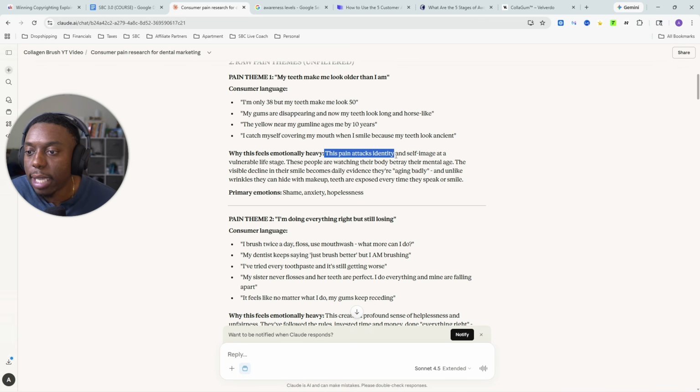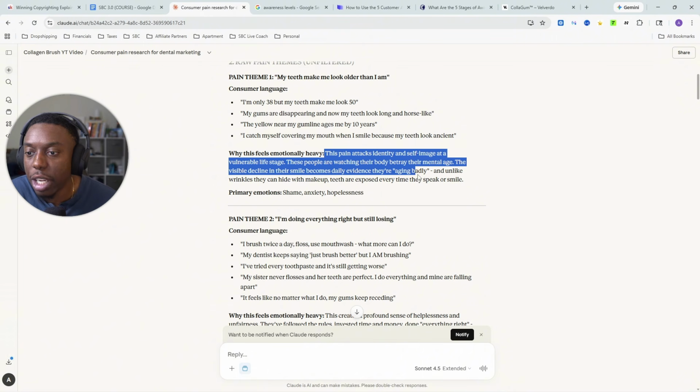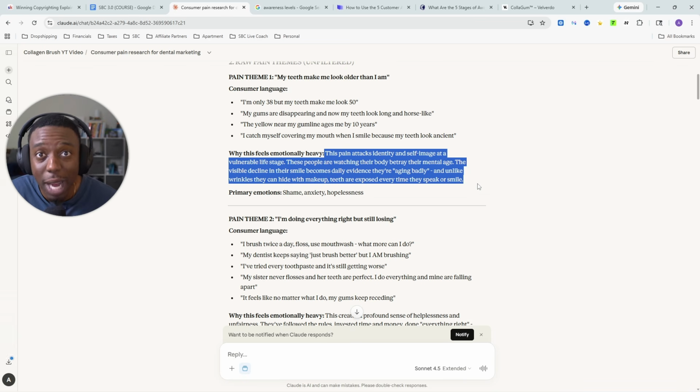So this pain attacks identity and self-image at a vulnerable life stage. These people are watching their body betray their mental age. The visible decline in their smile becomes daily evidence they're aging badly. Unlike wrinkles, they can't hide it with makeup. Teeth are exposed every time they speak or smile.